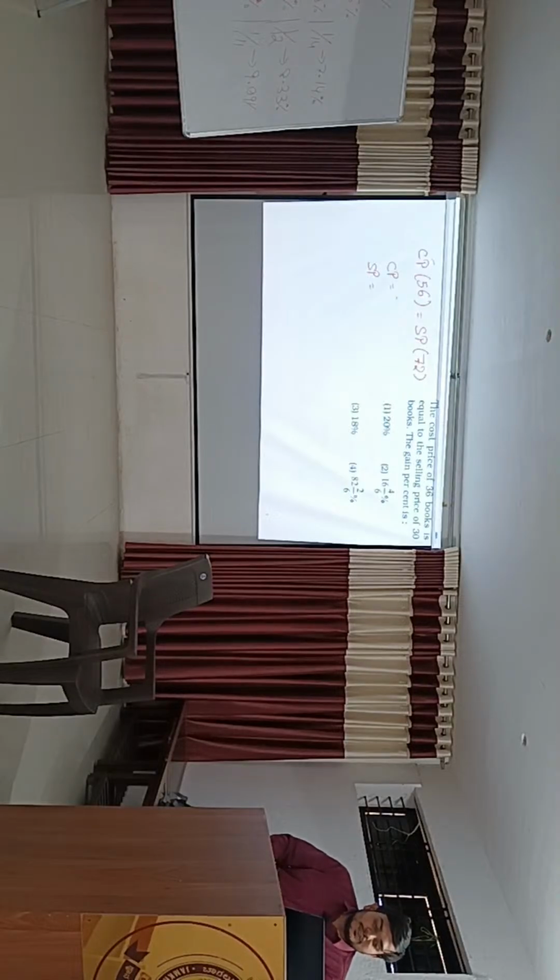Cost price is 270. Selling price 256. Difference 16. 16 divided by 72 into 100. 4 4s are 16. 4 1s are 4. 5 6 7 3.